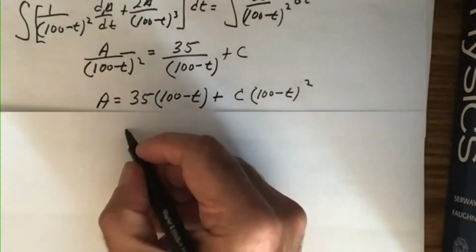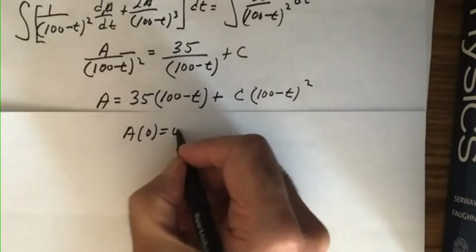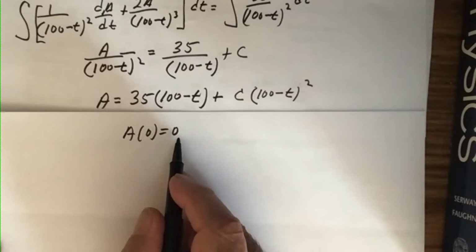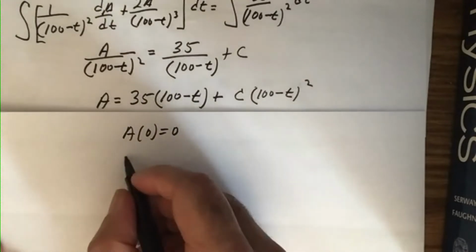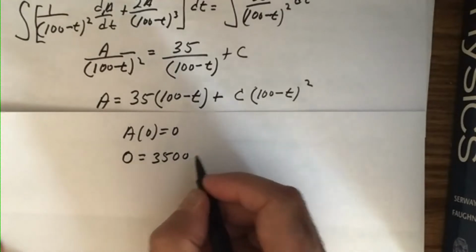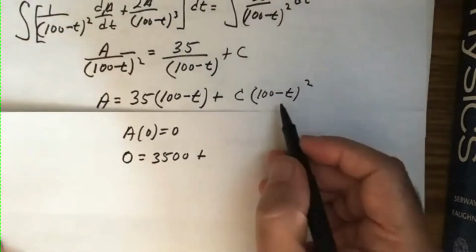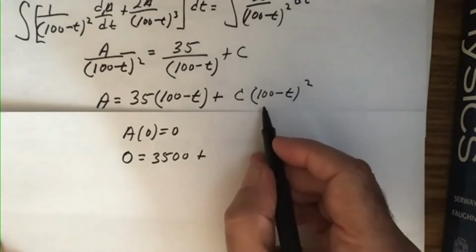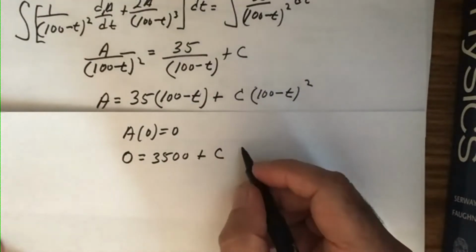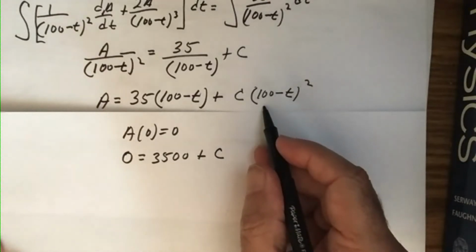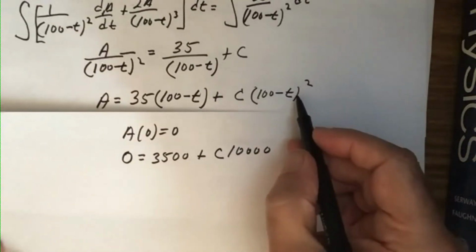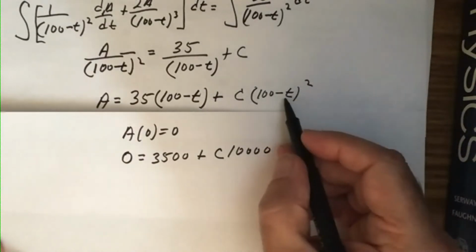Well, now I know that when a is 0, at time t equals 0, this is going to be 0, right? So I put in my initial condition, I get 0 is equal to 3,500 plus, I remember when I did this problem once before, I forgot to square this. So it's going to be c times 10,000, right? Yeah, forgot the square. Okay.